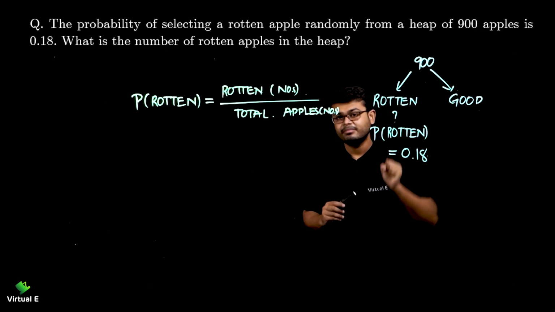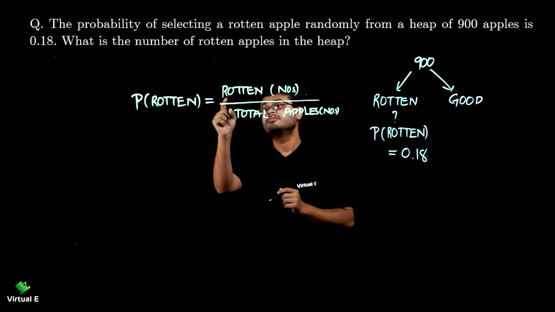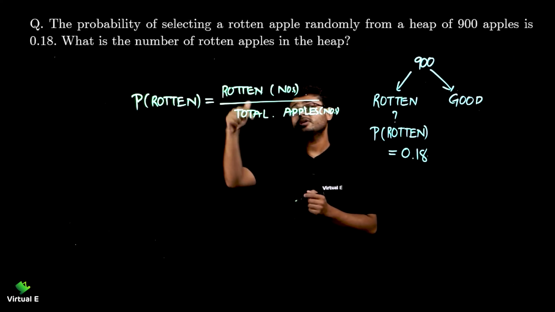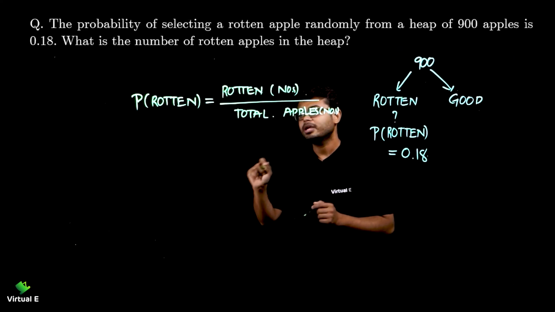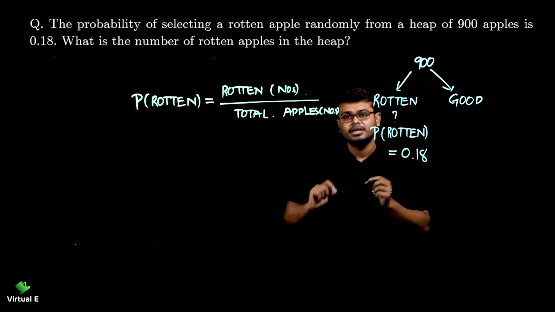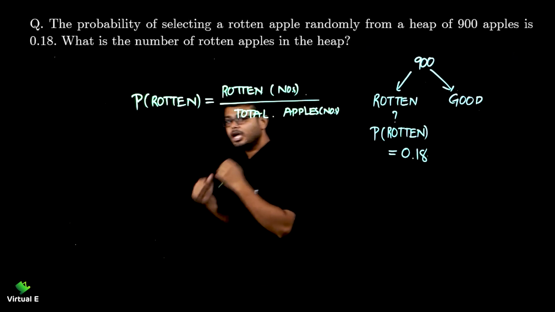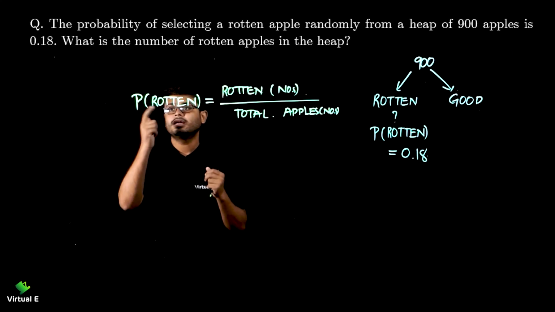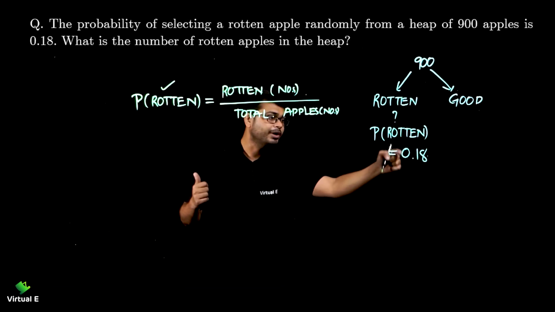Suppose I want to find the probability of rotten apple, what will I do? I will take the favorable outcome. So what is a favorable outcome in this case? The favorable outcome will be getting the total number of rotten apples, right? So instead of favorable outcome, I have written rotten apples. And in the denominator, instead of total outcomes, I have written the total number of apples, right? It's the same only. We have 900 apples, so we have 900 as the outcomes to select one apple from it.